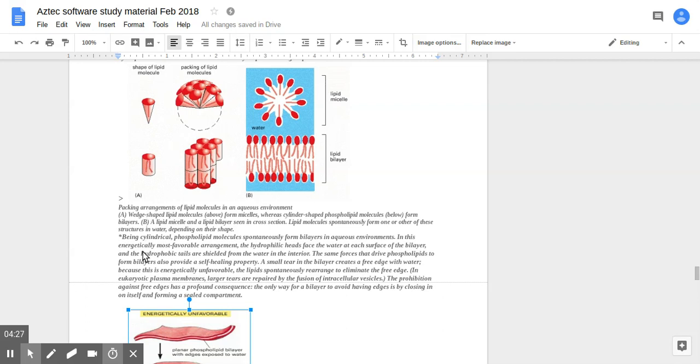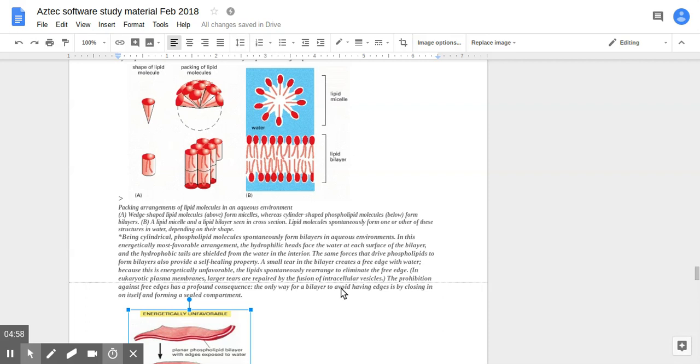Being cylindrical, phospholipid molecules spontaneously form bilayers in aqueous environments. In this energetically most favorable arrangement, the hydrophilic heads face the water at each surface of the bilayer, while the hydrophobic tails are shielded from the water in the interior. The same forces that drive phospholipids to form bilayers also provide a self-healing property. A small tear in the bilayer creates a free edge with water.